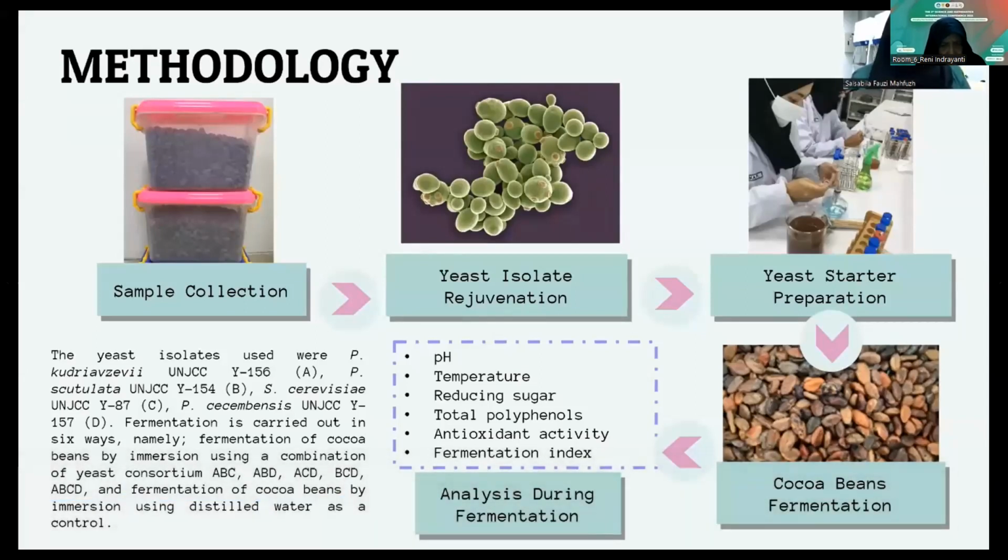After we rejuvenated the yeast isolates, we prepared the yeast starter. Then after we had the yeast starter, we fermented the cocoa beans by inoculating the yeast starter. After the fermentation was conducted, we did some analysis during the fermentation. We analyzed pH, temperature, reducing sugars, total polyphenol, antioxidant activity, and the fermentation index.